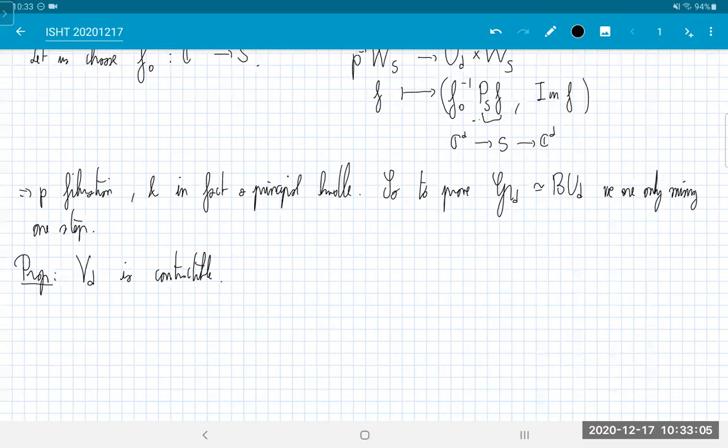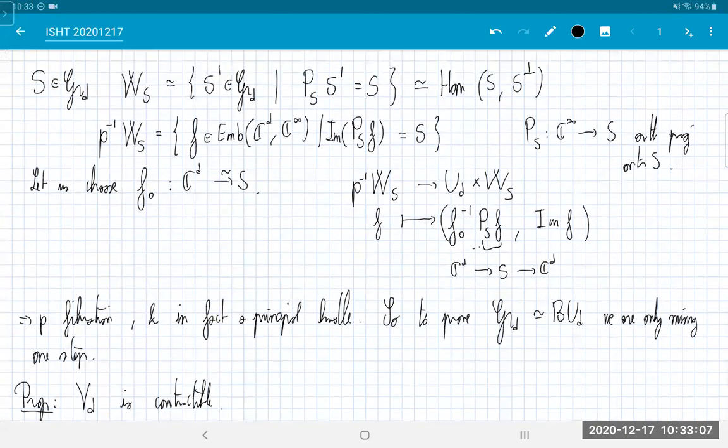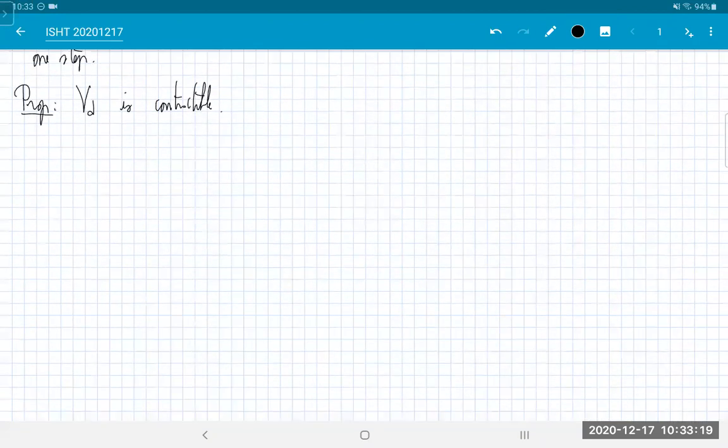Okay, questions before I go to this maybe sketchy argument to show that this satisfies the technical hypothesis? No, okay. So let's do the geometric part and prove that this guy is indeed contractible. This goes in three steps. It's a bit confusing.